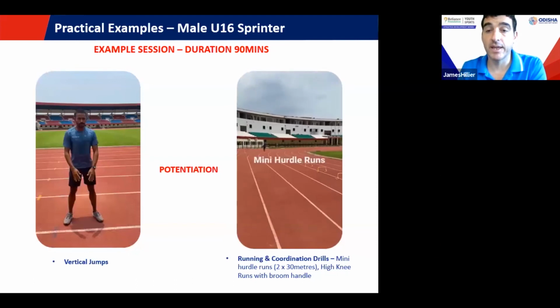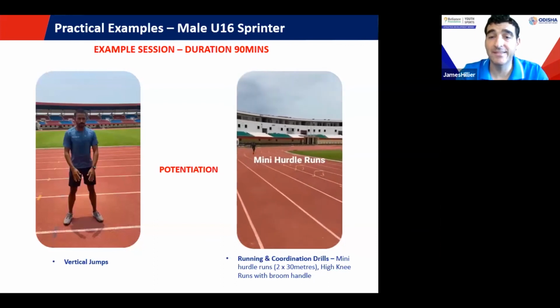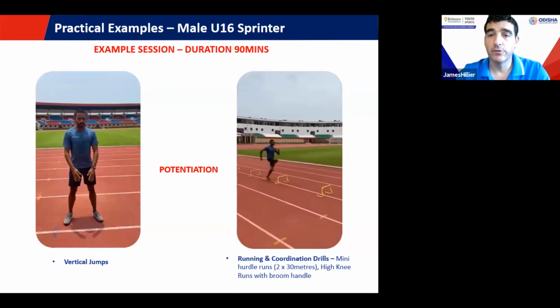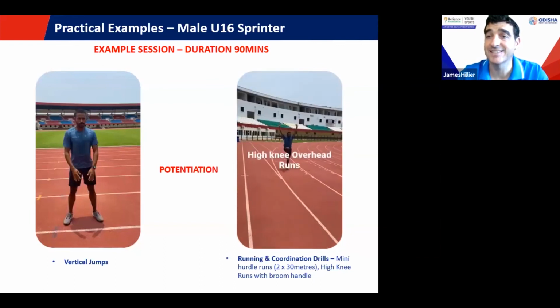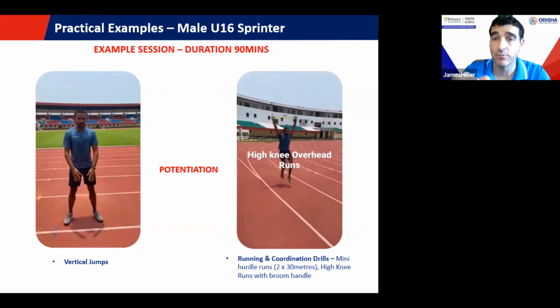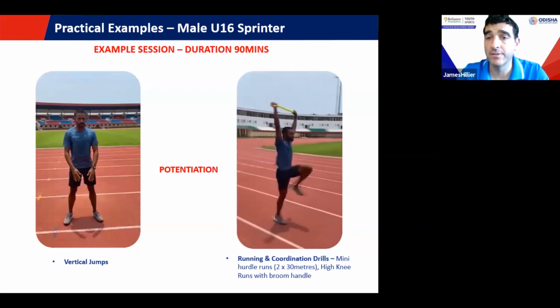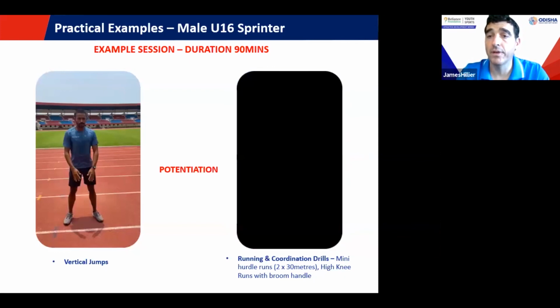Now let's look at some running and coordination drills. These will be mini hurdle runs. So similar to the cone runs we saw earlier, it's teaching the athlete to step over and step down. The high knee overhead runs is the same, but now with a bar over your head. You could use a broom handle again, or if you don't have a stick, you could use a towel or anything like that. The idea is you put your hands over your head to stop rotation and to also encourage good posture and the athlete being tall.